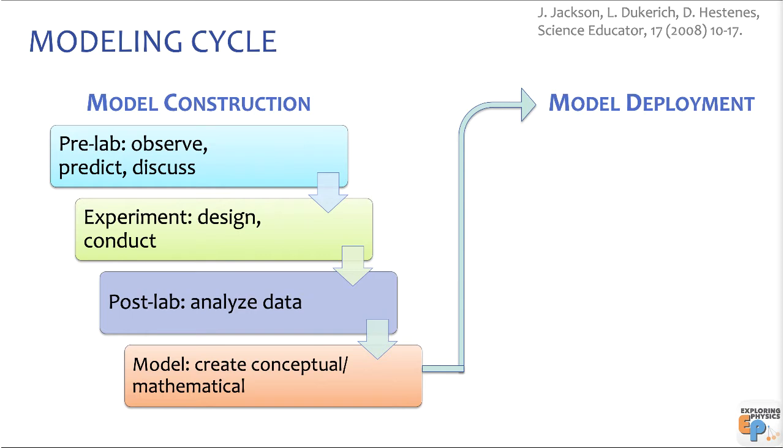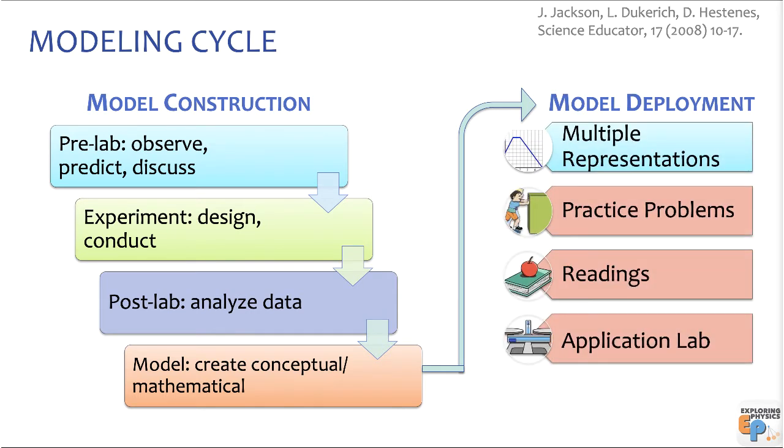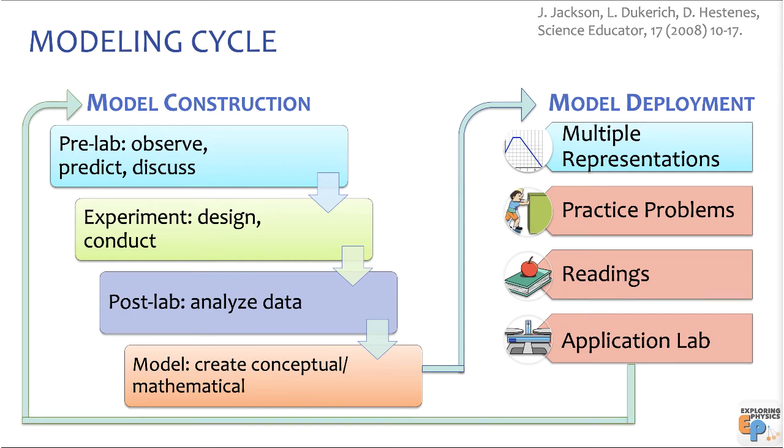After the model has been constructed, it is time to deploy it. The deployment phase consists of several aspects. Students learn to represent the model using different representations, such as verbal, pictorial, graphical, or mathematical representations. Students do practice problems, which typically employ the multiple representations and involve translating from one representation to another. Readings are included to deepen student knowledge. An application lab typically concludes the unit or cycle. This cycle is repeated if there is more than one phenomenon in the unit or if the model needs to be refined.